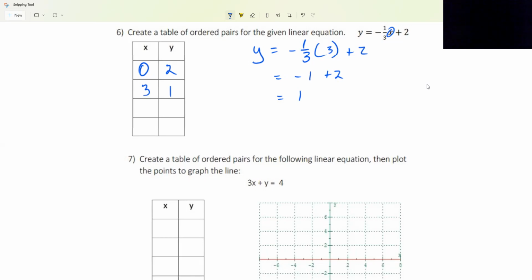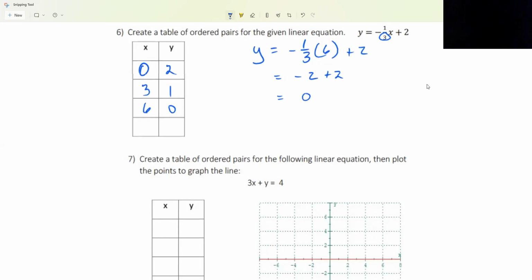Just look at whatever the denominator is. If you've got the coefficient here, whatever that denominator is, just pick numbers that are divisible by it. It'll be a lot easier. So if you choose 6, let's put 6 in there. Negative 1/3 times 6 is going to be negative 2. Negative 2 plus 2 is 0.